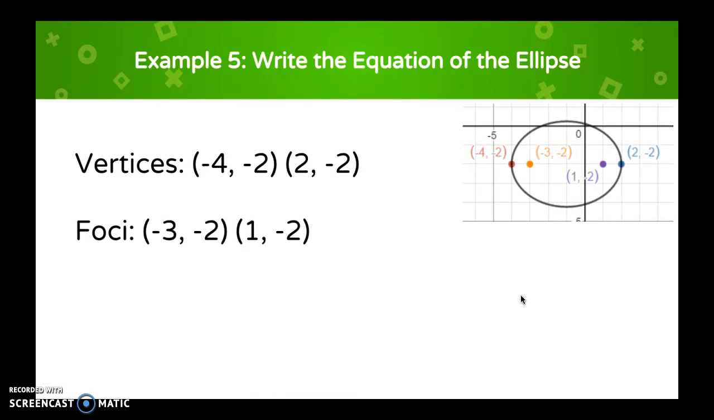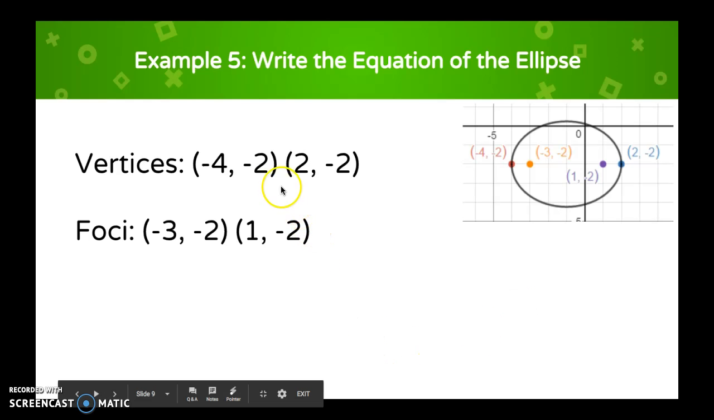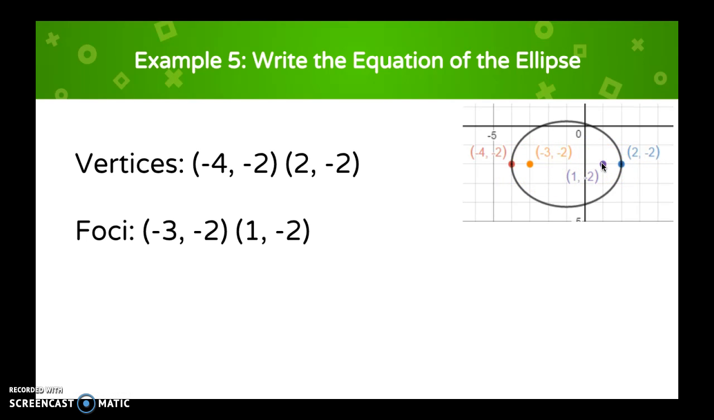The next example is: write the equation of the ellipse. We are given vertices, and we're also given the foci points, and in order to find the equation of the ellipse, we'll use the standard form. Pause the video and have a try at it, and then we'll talk about it in a few minutes.